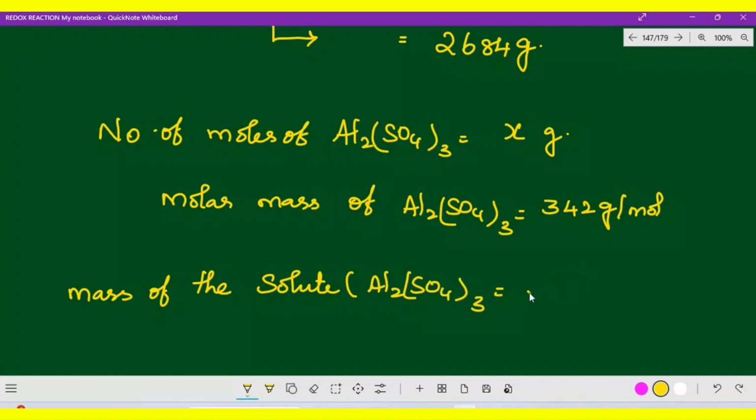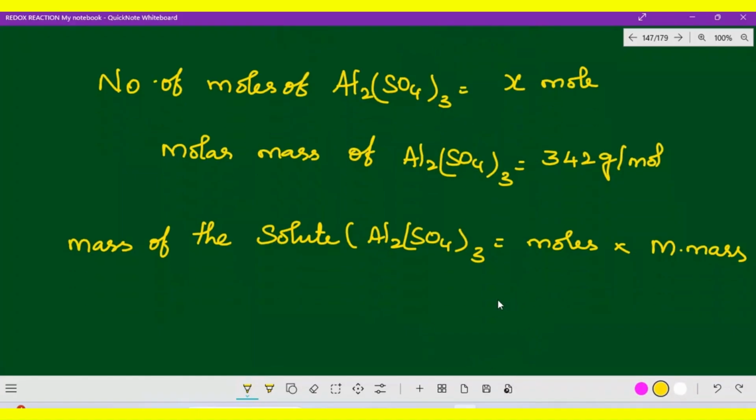That is equal to moles into molar mass. Actually, I just mentioned grams here, but it is moles. Sorry, this is moles. The number of moles is equal to x moles. So here, can we apply the value?